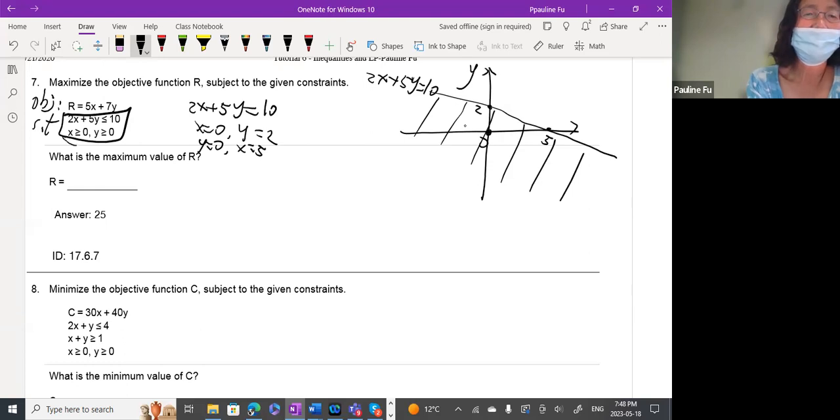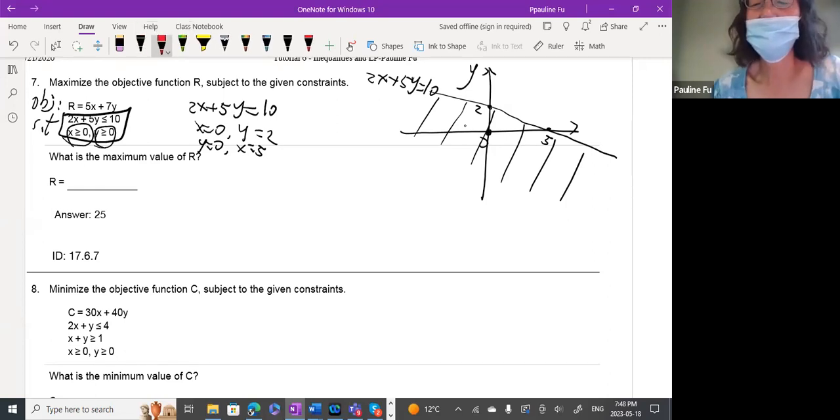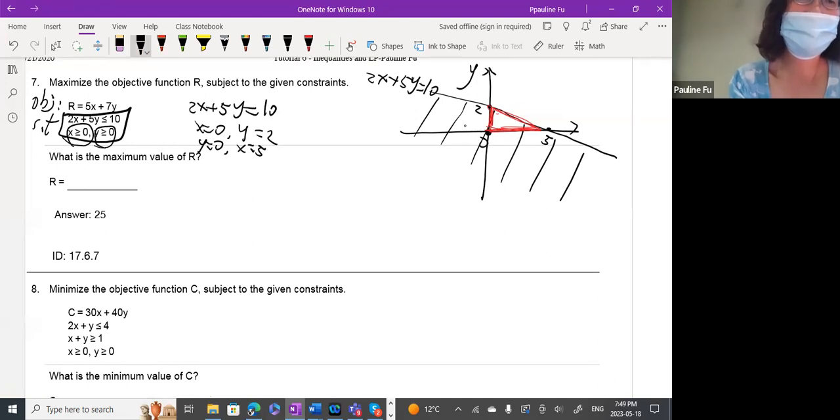Next, the constraints x greater or equal to 0, y greater or equal to 0. So x greater or equal to 0 is here, and y greater or equal to 0. And then this is the original line. So the feasible area is just this triangle. In this triangle, you have three points. Plugging those 3 points into the objective function, you get the maximum value.